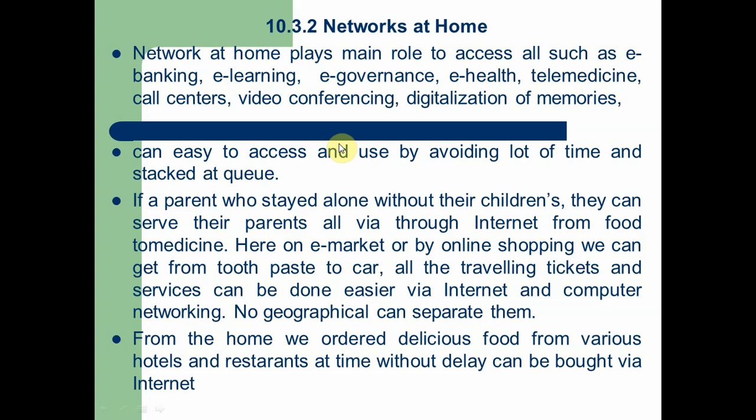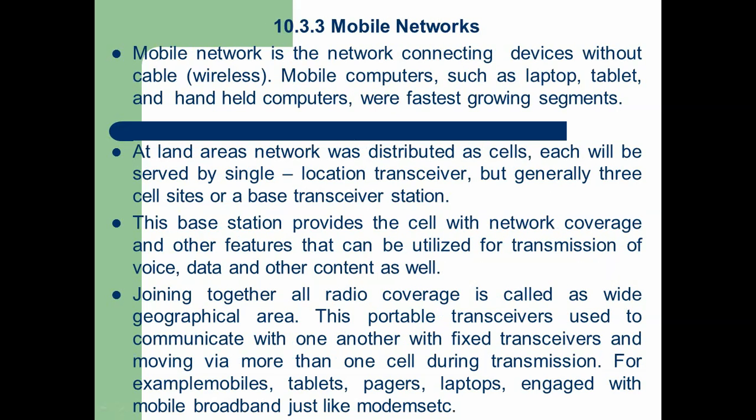They can check what their children are doing at home, whether they are doing homework or not, studying or not, sleeping or not, through online. Because all the web cameras are connected online, we can check our home status. Nowadays parents are involved in very busy business life. So from home, we can order delicious food from various hotels and restaurants at the right time without delay, bought via the internet. So these are the important uses of networks in the home.